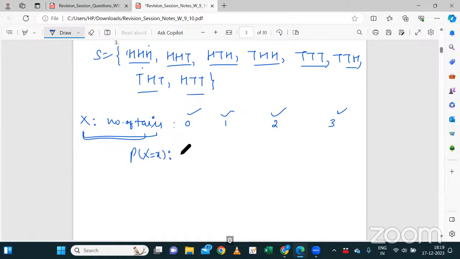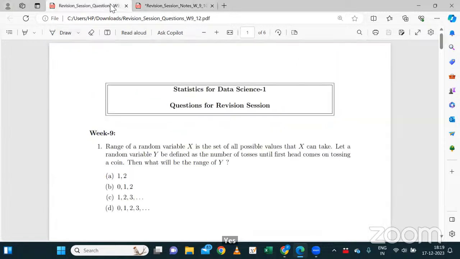Accordingly, we will assign some probabilities. For one, we have to consider this case, 1/8, and for these two, this case, right? Accordingly, we have to consider cases. We'll move to the probability part a little bit later. So this concept is clear, right?